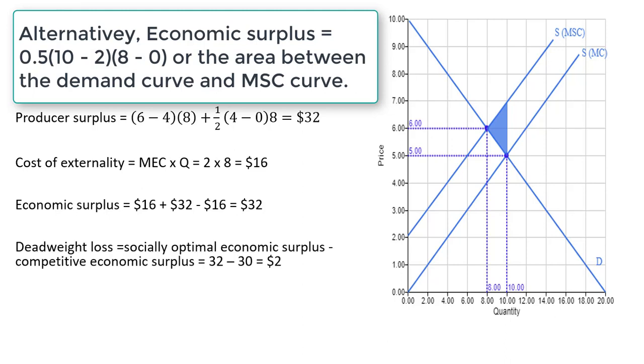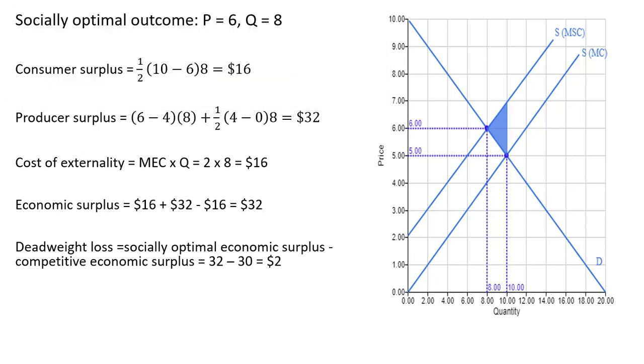So we can calculate the deadweight loss of the competitive outcome, or the negative externality, as the socially optimal economic surplus minus the competitive economic surplus. So $32 minus the $30 we found on the last slide, the deadweight loss owing to the externality here is $2. So the competitive outcome is inefficient. With the competitive outcome, we get a deadweight loss of $2. Now we could visualize that deadweight loss under the competitive outcome as the area of this blue triangle.